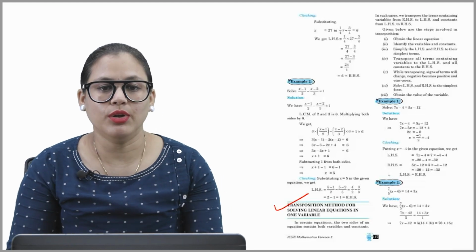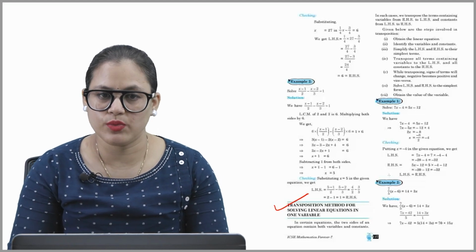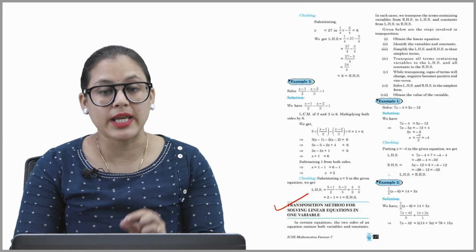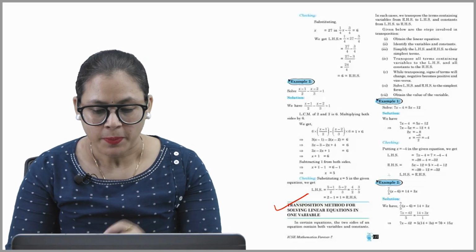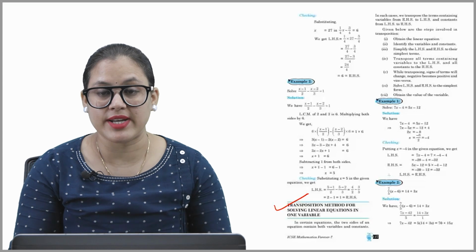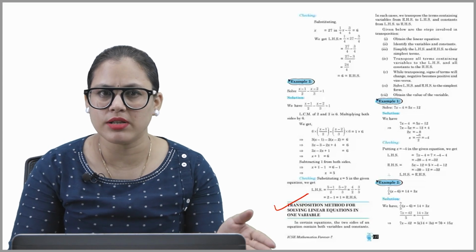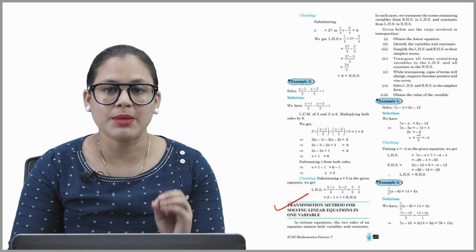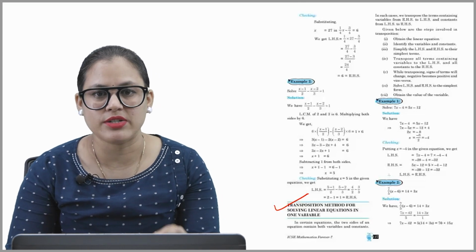Transposition method for solving linear equations in one variable. In certain equations, the two sides of an equation contain both variables and constants. In such cases, we transpose the terms containing variables from RHS to LHS and constants from LHS to RHS. So, some steps are involved in transposition.